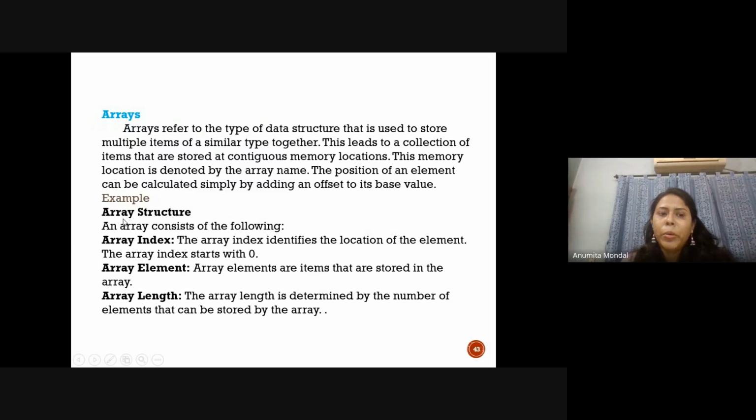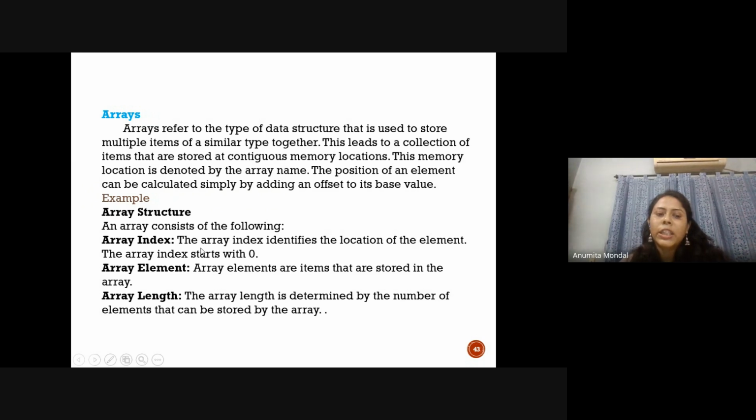Then the next topic is array. Array refers to a type of data structure that is used to store multiple items of a similar type together. This leads to a collection of items that are stored in a contiguous memory location. This memory location is denoted by the array name, and the position of an element can be calculated simply by adding an offset to the base value.